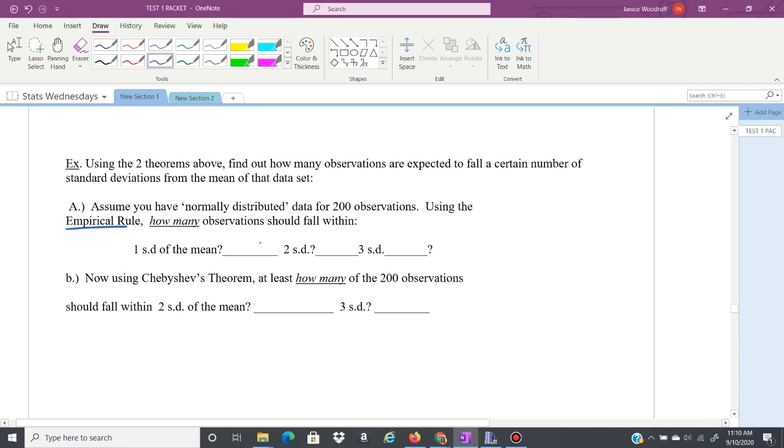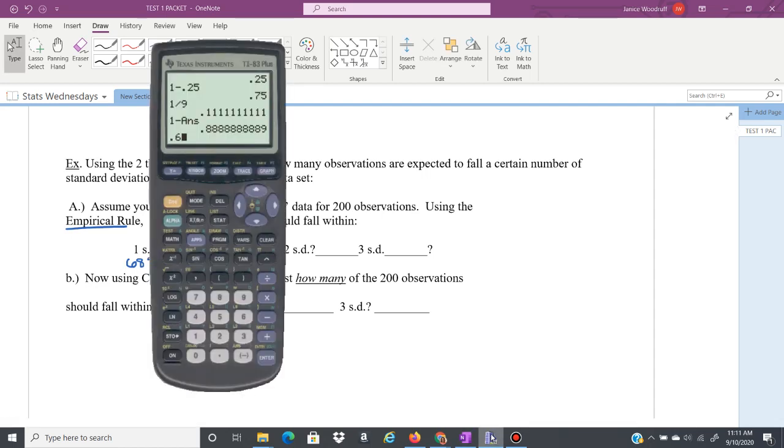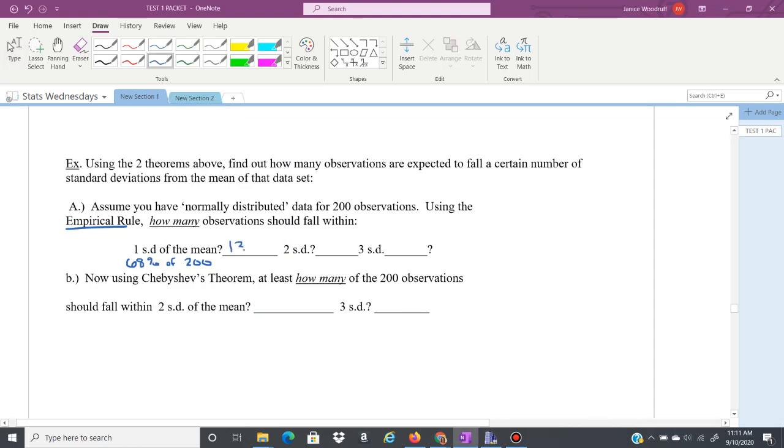So 1 standard deviation is what percent? 68. So we would go 68% of 200. That's what we're doing here. So that's 0.68 times 200, so 136. We would expect 136 observations to fall within 1 standard deviation of the mean.